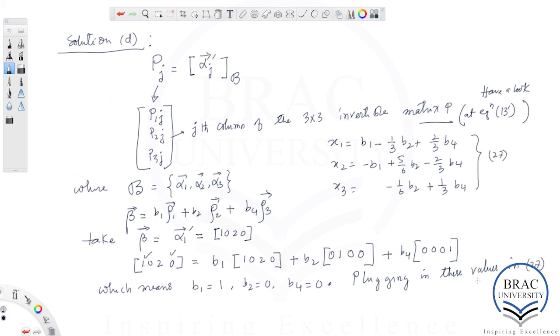So plugging in these values of b's in 27, we get x1 to be equal to, so b1 is 1, so x1 is 1, right? And x2. So b1 is 1, b2 is 0, b4 is 0, so this is minus 1, right? And what is x3? x3 is 0. Since both b2 and b4 are 0, x3 is 0. This is our equation number 28.